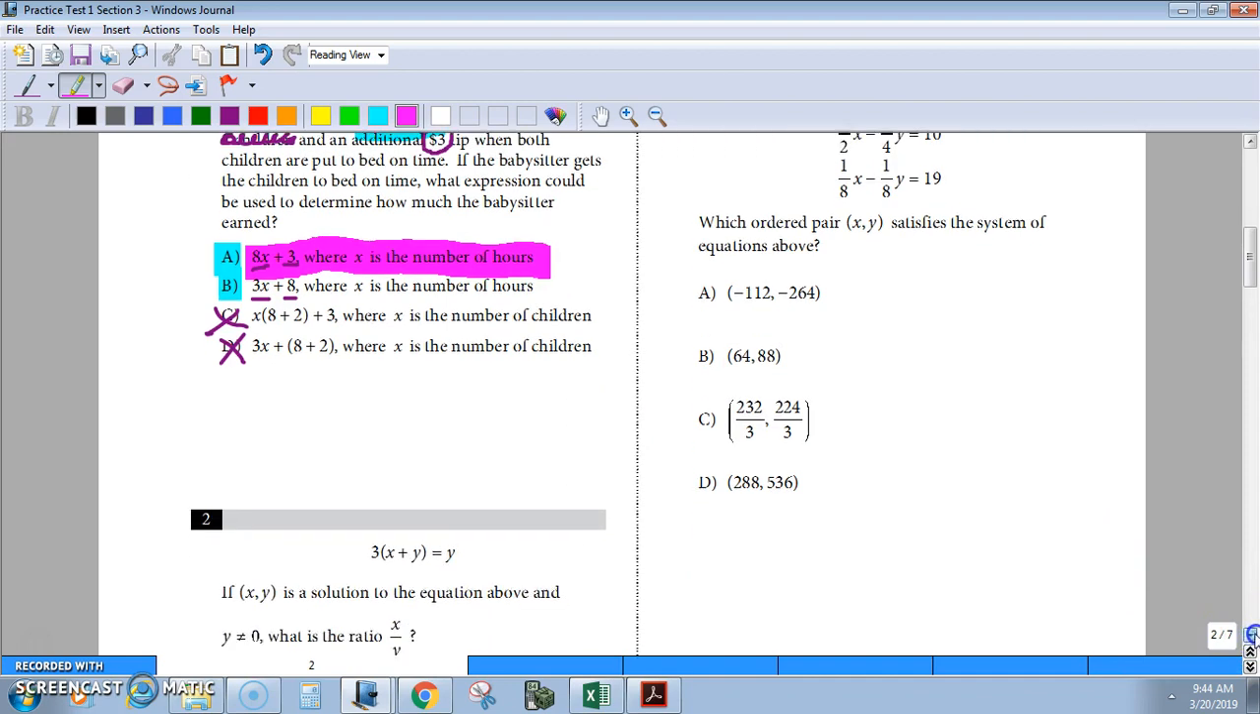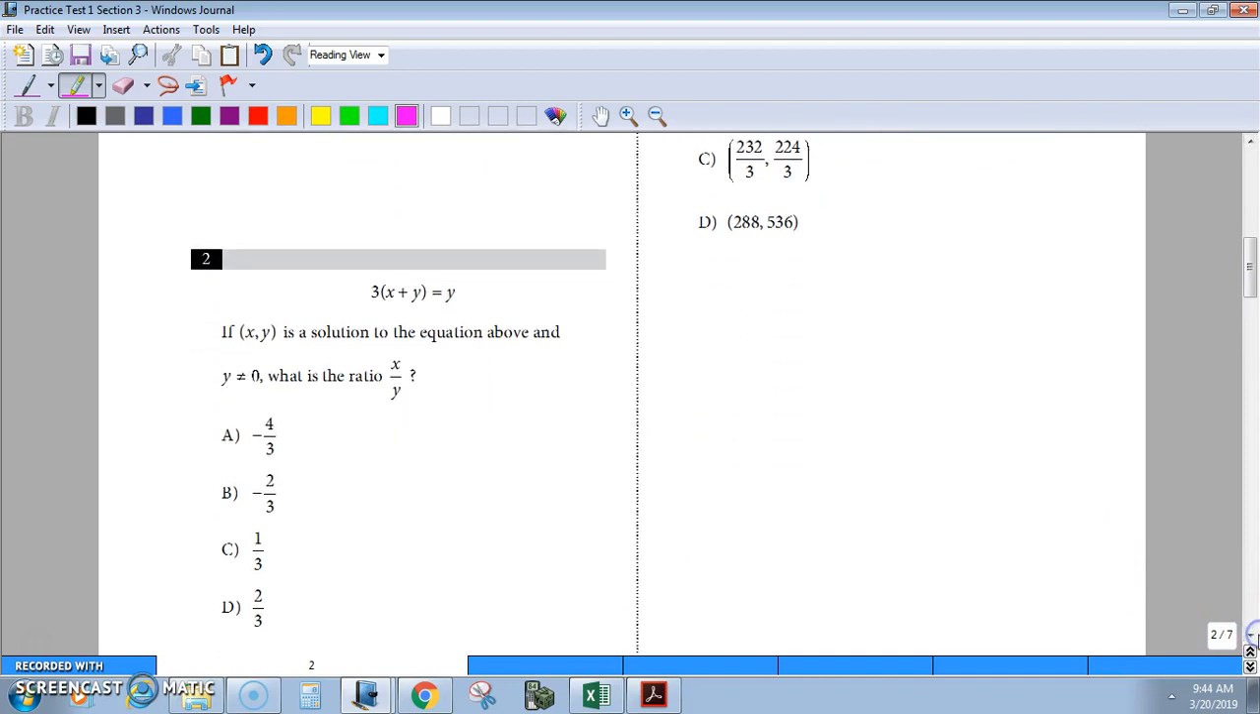All right, question number 2. All right, you guys, I would say something like number 2 is going to be one of the harder ones, and I hope you kind of read through this and went to the next one and would come back and look at this one. But if xy is a solution to the equation above, which means if I put an x, I get y out, what is the ratio of x over y?